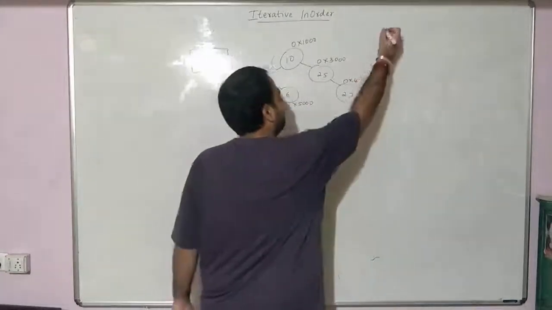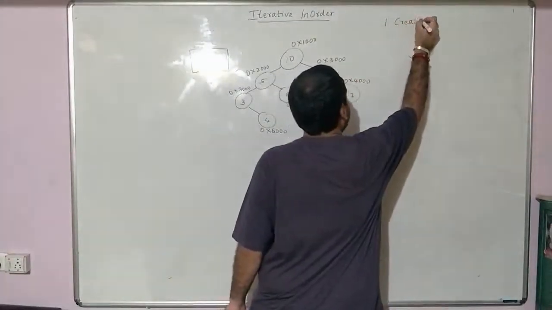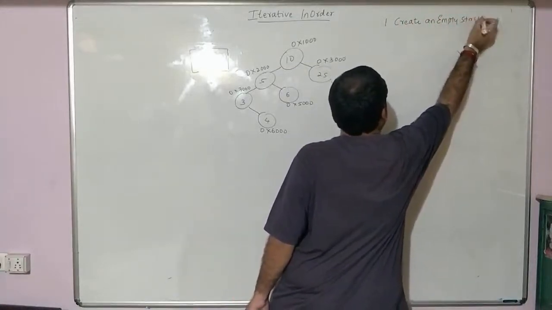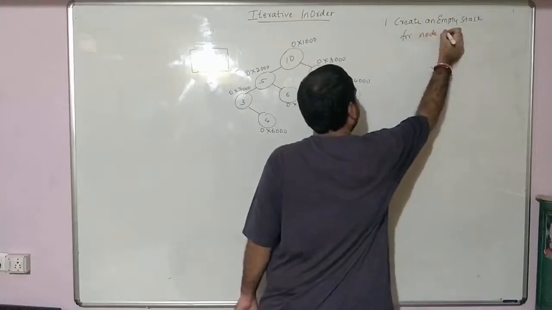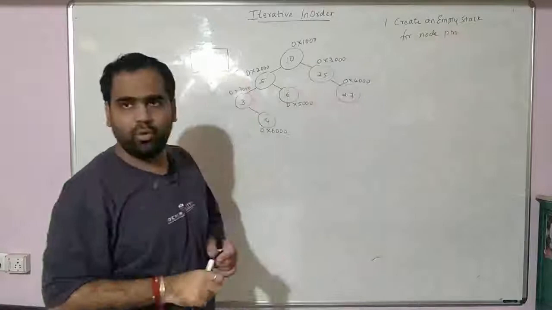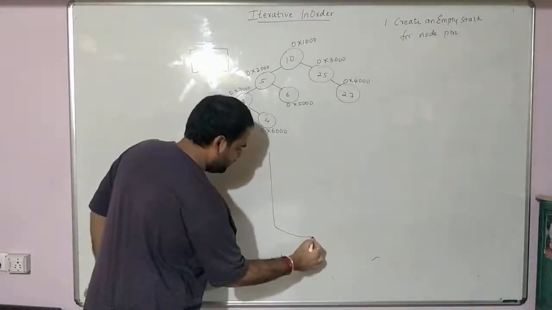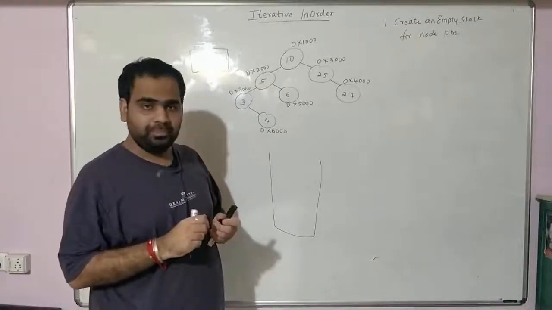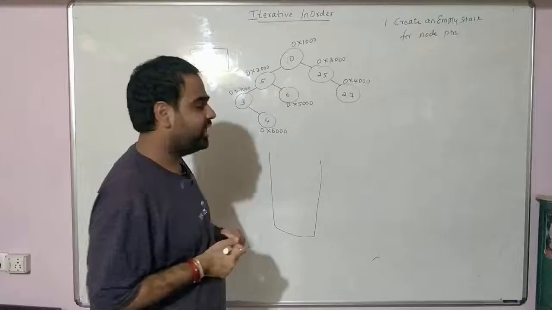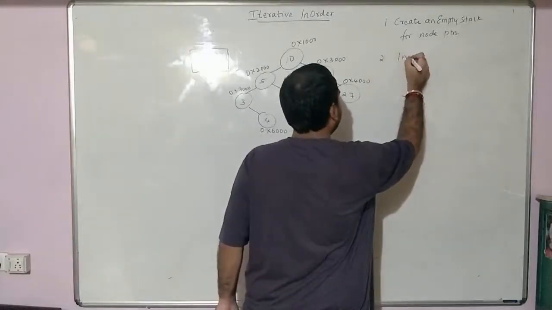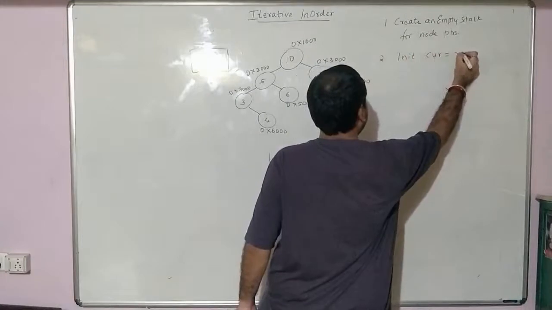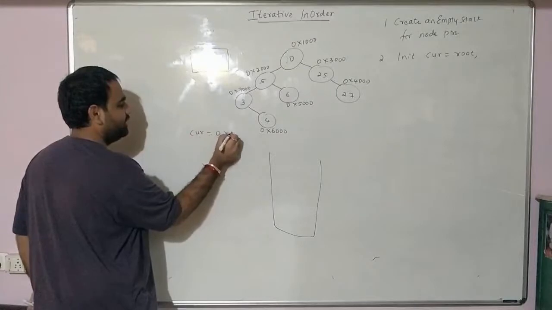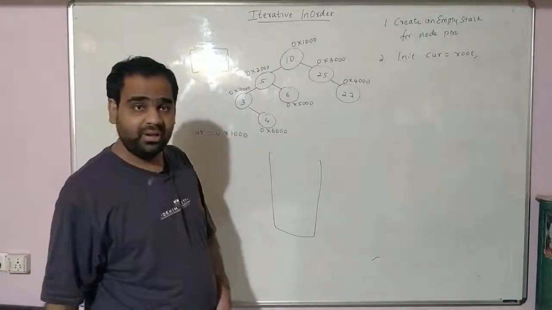Therefore, what is the first point of the algorithm? Create an empty stack for node pointers. And you already know what a node pointer is. It is done using linked list. Suppose this is the stack. Now next, we initialize current equal to root. We don't want to change the value of root. Therefore, what will be the value of current? The value of current will be 1000.